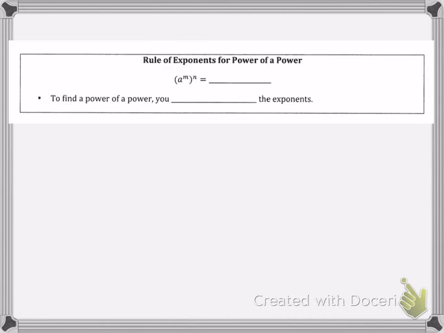So jumping into our rule, the rule of exponents for power of a power is what you do is you take the base and you multiply the exponents together. So you're taking m to the n power here and filling in the blanks there. To find the power of a power, you multiply the exponents.